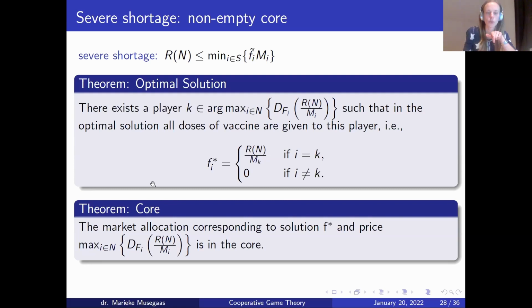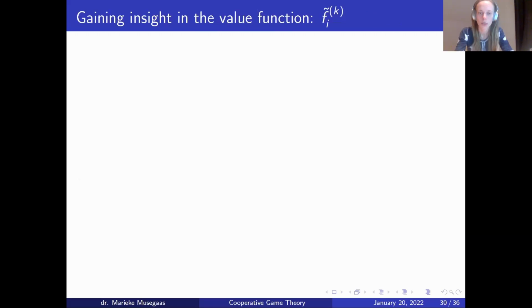But if you have those two theorems, then we can also conclude that the core is always non-empty in this case, right? Because we found a core element, namely this market allocation. So there's at least one core element. So in this case of severe shortage, cooperation actually makes sense, and we can find an allocation such that everybody agrees with it. That is severe shortage. I'll skip this slide.